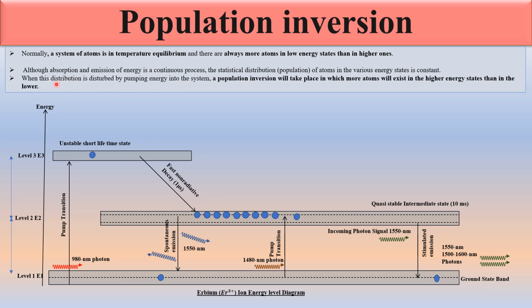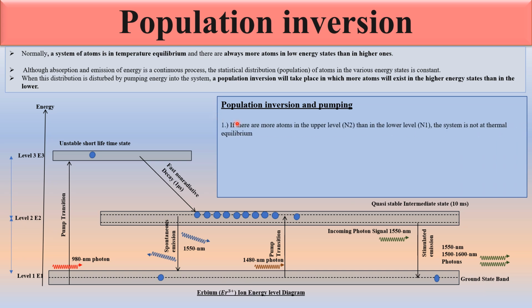When the distribution is disturbed by pumping energy into the system, there is not only three states, but a number of states in a particular atom, with a distribution of electrons in the different energy levels. When this distribution is disturbed by pumping energy into the system, a population inversion takes place, in which more atoms exist in the higher energy level than the lower energy level. And this is the state which is very important for the amplification.